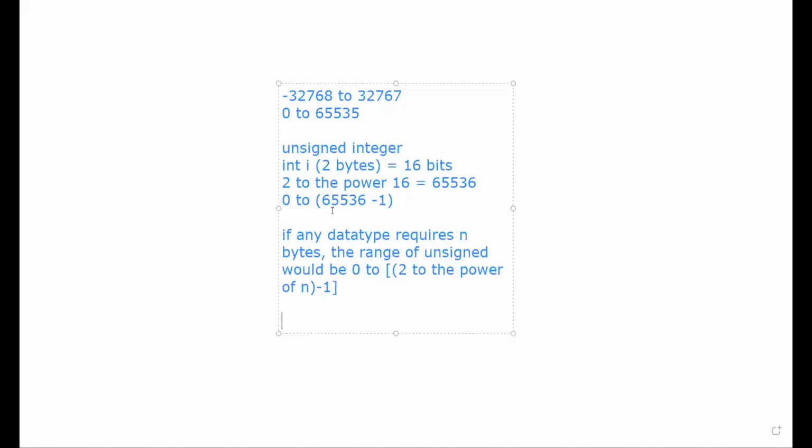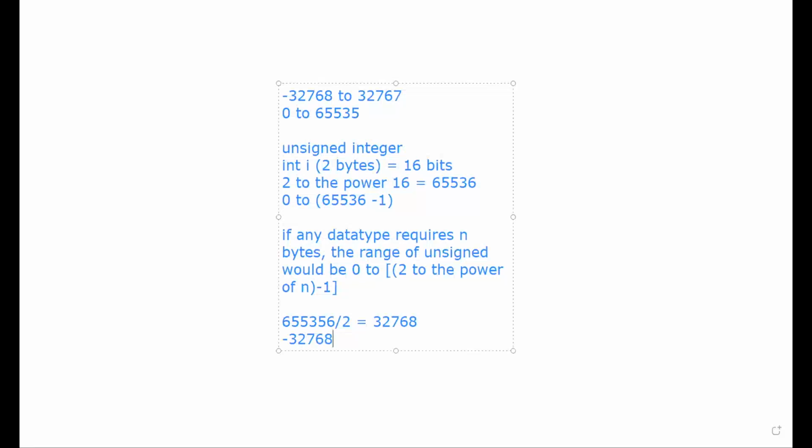So 65,536 divided by 2, because we want half, no? Half positive and half negative. So it will be 65,536 divided by 2. That will come to 32768 if you just calculate. So your range would go from minus 32768.